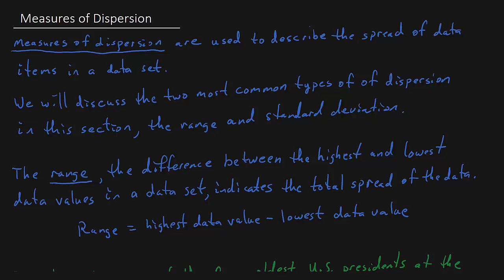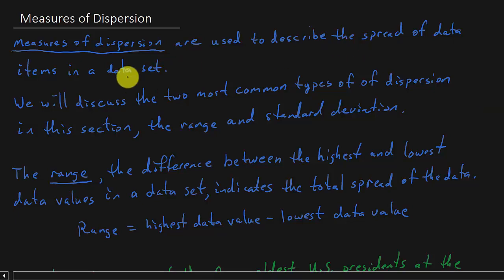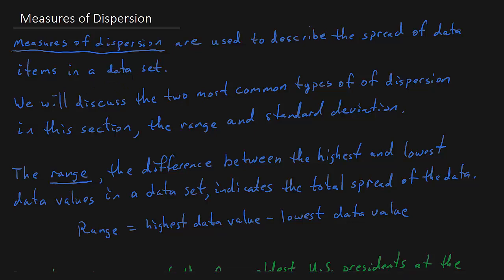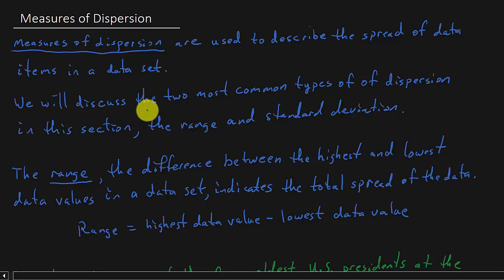All right, so in this video we're going to take a look at measures of dispersion or measures of variation. Basically we're going to talk about range and standard deviation. Measures of dispersion are used to describe the spread of data items in a data set. Like I said, we'll look at range and standard deviation. We will discuss the two most common types of dispersion, range and standard deviation.